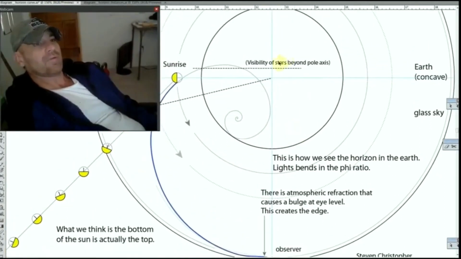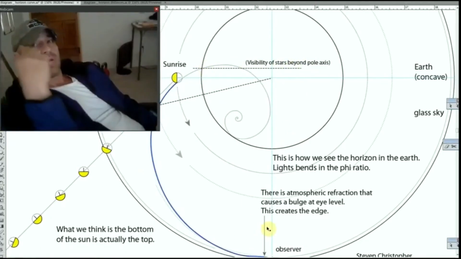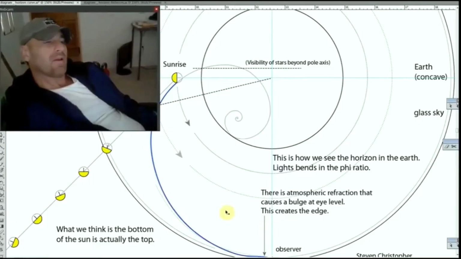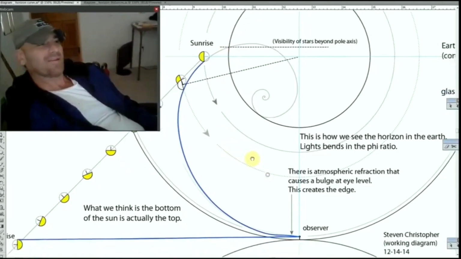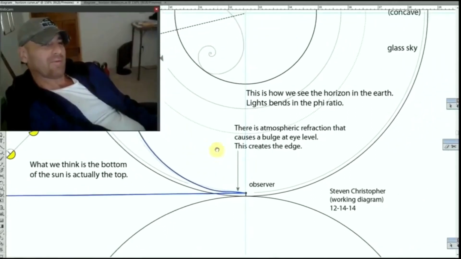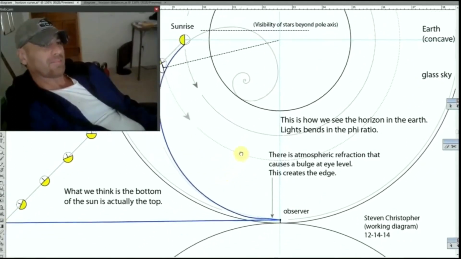It does bend. Also, the visibility of stars beyond the pole axis, like if you're standing on the equator and you see those time-lapse star trail photography footage, you will see beyond the pole star. And so if this light is bending up like that, this clipping point, you're going to see beyond the pole star, because this blue line would be the pole star axis. And so you're seeing beyond that. It all makes sense within the concave Earth. It's a masterful deception and illusion, but that's what's really going on.